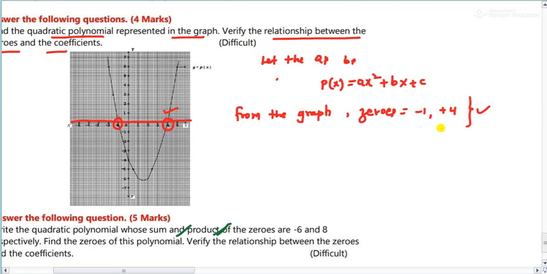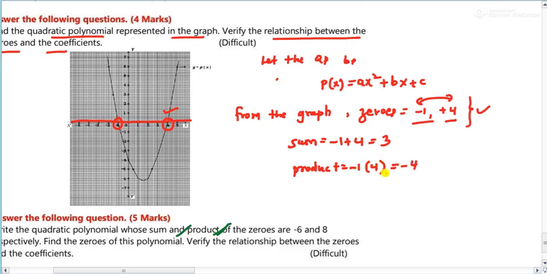Now we have the zeros already, right? So you can use the formula same. Sum is what? You have to add these two. First, sum of the zeros is minus 1 plus 4, which is equal to plus 3. And product is how much? Minus 1 into 4. So you are getting minus 4. Got it?